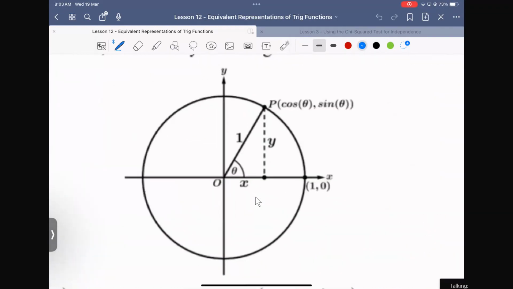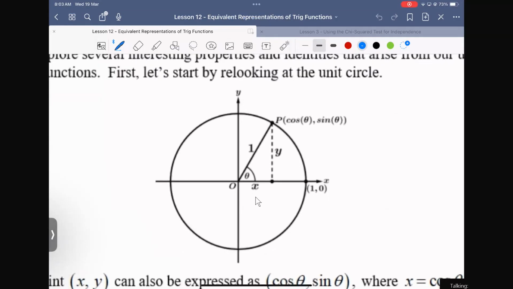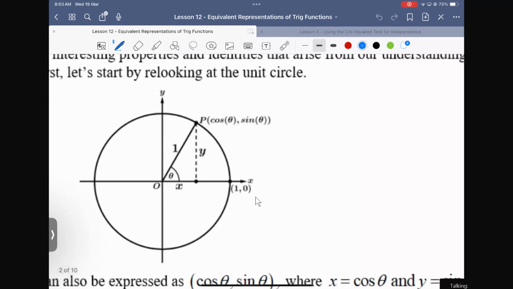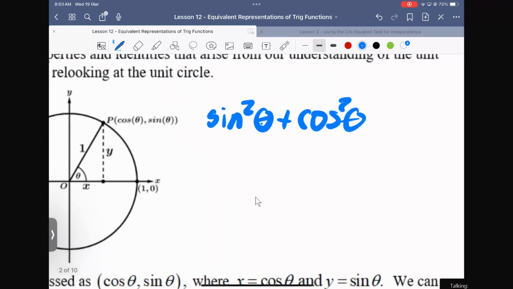And if you consider we've got a right angle triangle in the unit circle, and we just try and use Pythagoras' theorem on this, the length of the x coordinate is cosine theta, the y is sine theta, and the hypotenuse is 1. So the square of the two sides would be sine squared theta plus cos squared theta is equal to the hypotenuse squared, which is 1.